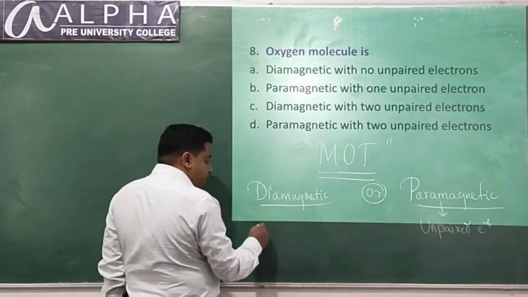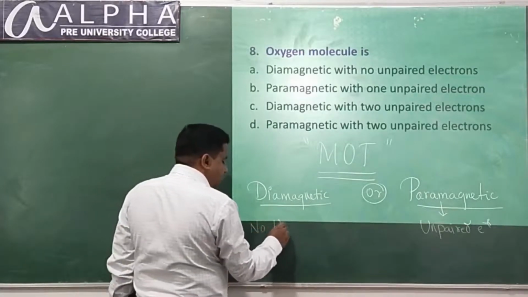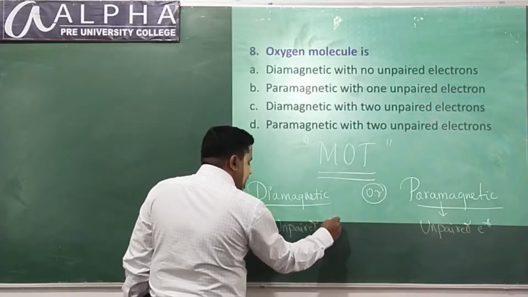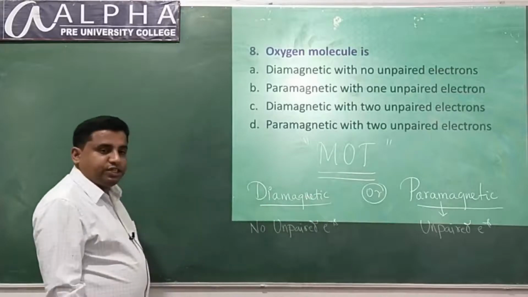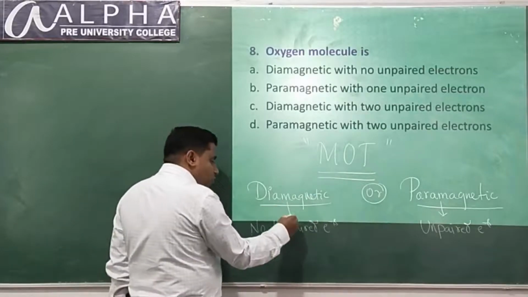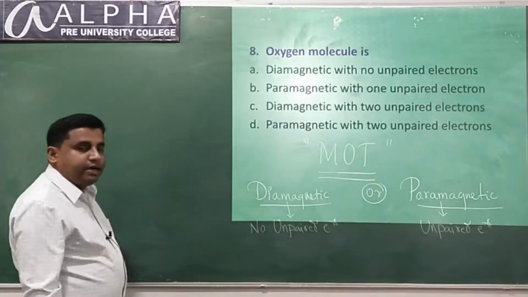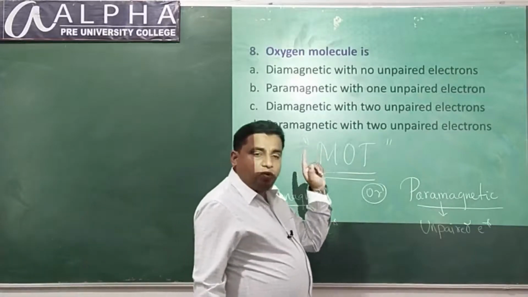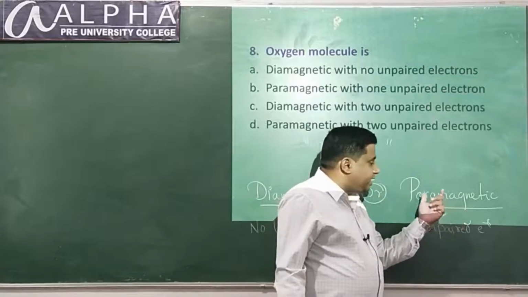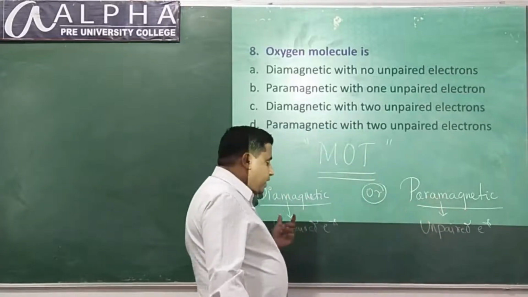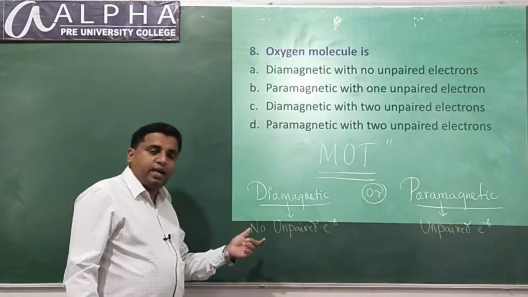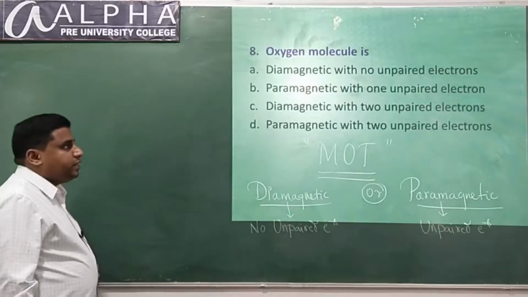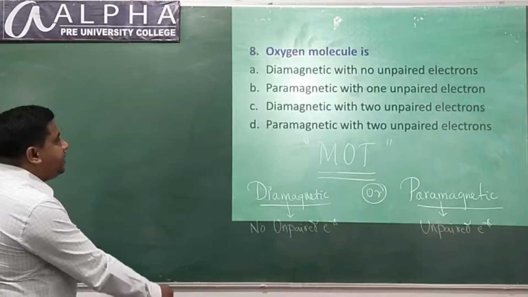If there are no unpaired electrons, if you don't find any unpaired electrons when you write the electronic configuration, then the species is going to be what? Diamagnetic. If you find unpaired electrons while writing the electronic configuration, it is paramagnetic. If you don't find any unpaired electrons, then the species is going to be diamagnetic. So now let us calculate.